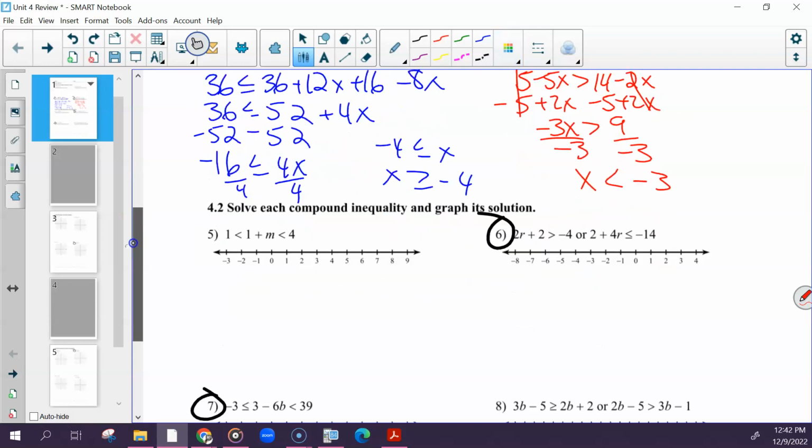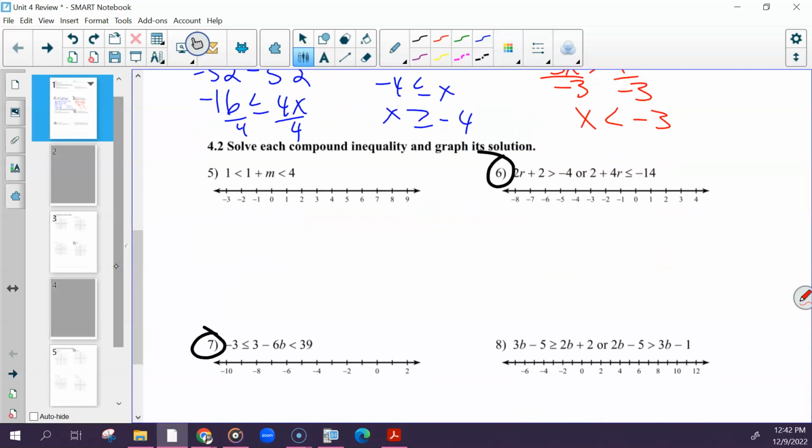For number 6, you're now in your compound inequalities. So you have to know which one is which. If it says or, that's clearly an or inequality. If it does not say or, that's and. So for your or inequalities, you're going to solve those separately. Do this one, then the other one, or vice versa, doesn't matter. So subtract 2 on both sides. Divide both sides by 2. So r is greater than -3.